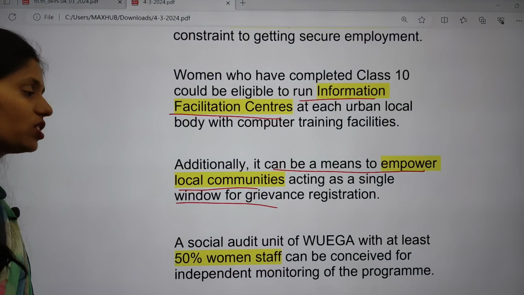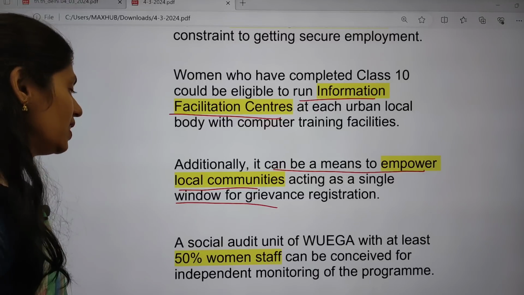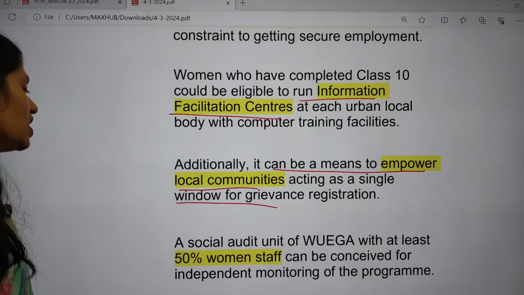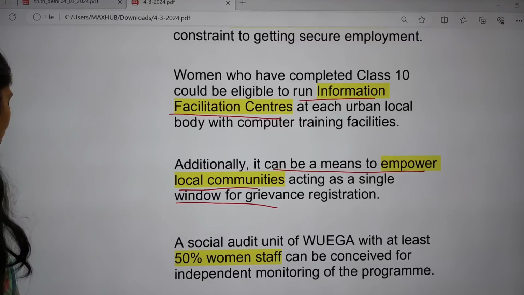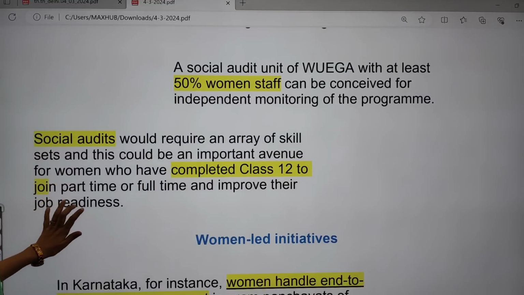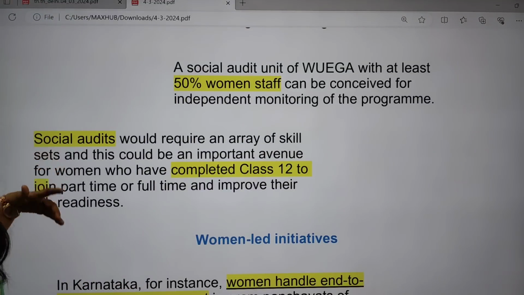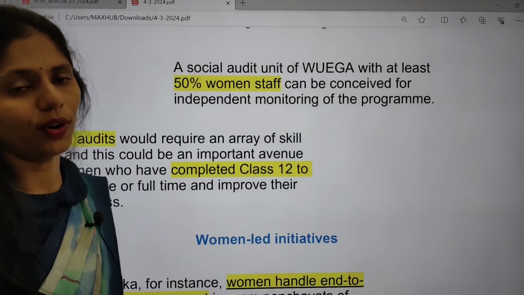And we can also go for social audits, so that at least 50% of staff can be considered for independent monitoring of the program. And even if you want to ensure any organization is accountable and transparent, we need to focus on the social audits. So social audits are very important.